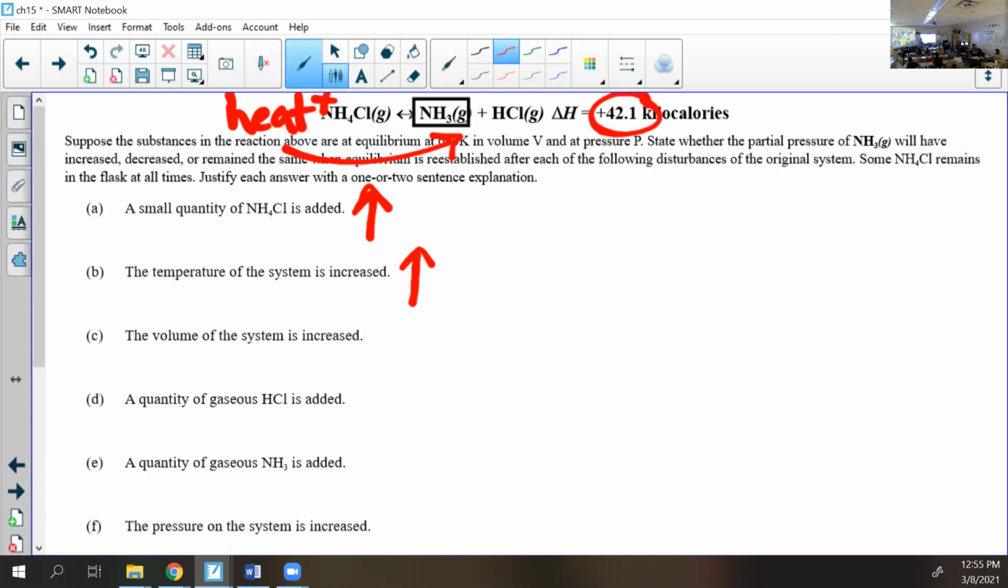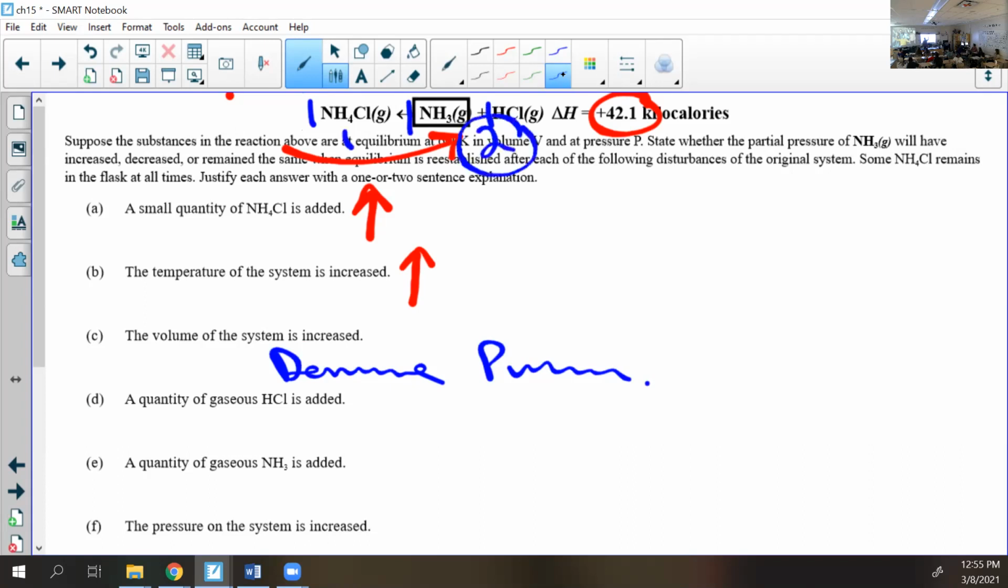The volume is increased. That really means I'm lowering the pressure, right? That says decreased pressure. So then I check the moles: 1, 1, 1. So we have 2 on this side, 1 on this side. Circle the big number. And if I decrease the pressure, I go towards the big number. So what happens to NH3? It goes up. We okay with that?